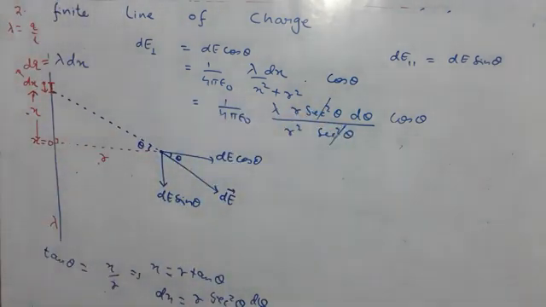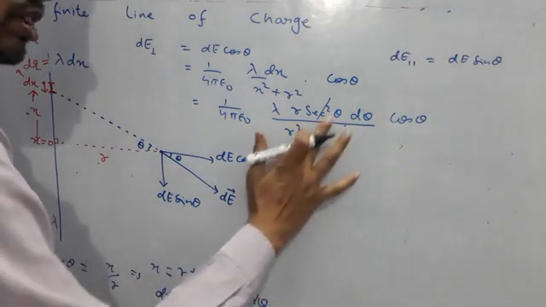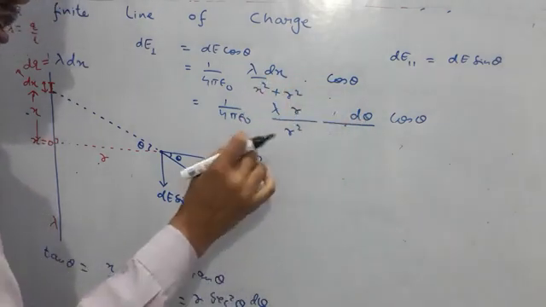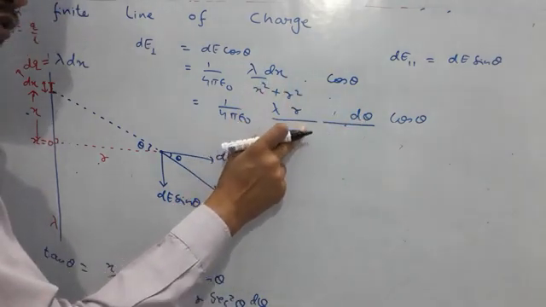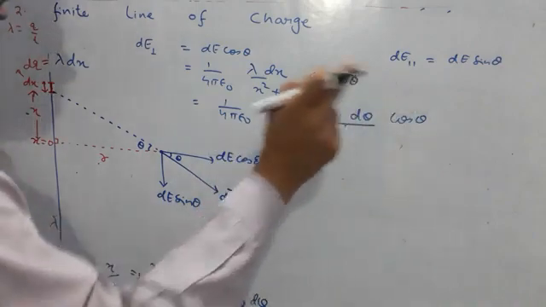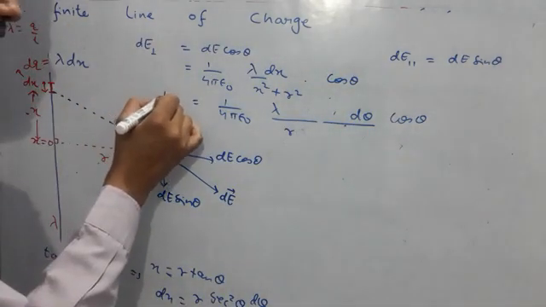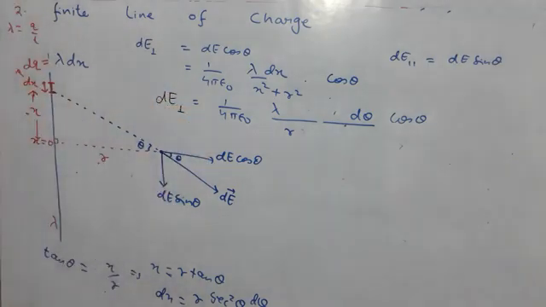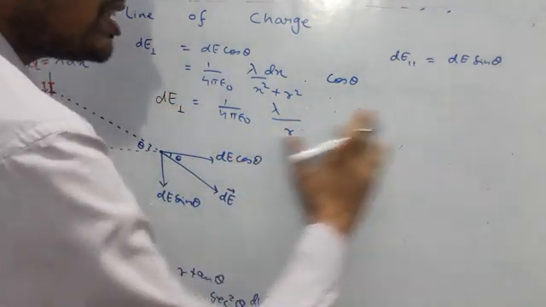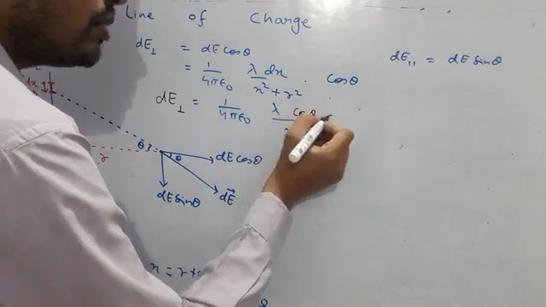So what is our final expression then for this? It becomes 1 upon 4 pi epsilon naught lambda r, and r square, one of them will cancel, d theta and cos theta. This is our DE perpendicular. So cos theta d theta, let me write this way.